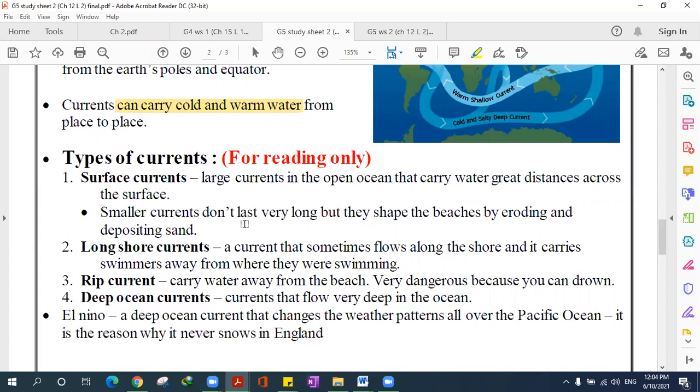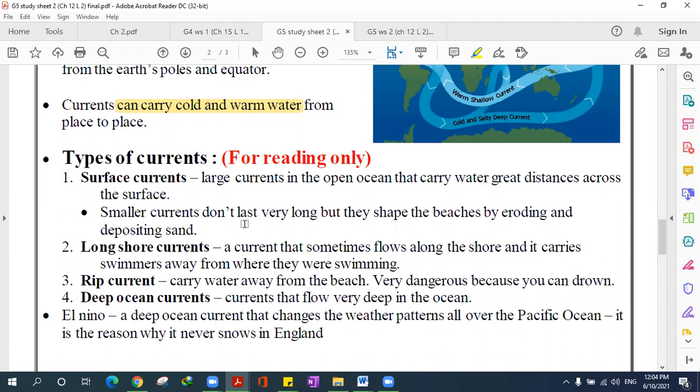From their names, you would know where they are formed. For example, the surface current will be on the surface of the ocean, obviously. The longshore current means it's along the shoreline. Rip currents are the ones that are dangerous, but the deep ocean currents are so deep inside the ocean. But how will the water move? There's no air down there.